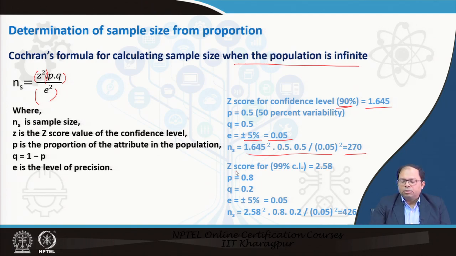Here I can show you that the z score for 99% confidence interval is equal to 2.58. So we have increased the confidence level, and we have reduced the variability by saying p is equal to 0.8 and q is equal to 0.2. So 80% and 20%, that is the variability. Error we keep the same. We see that the sample size has increased to around 426. So this also means that the impact of confidence level is pretty high compared to variability.